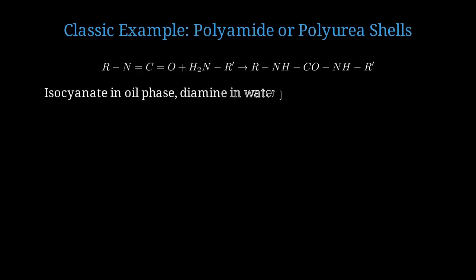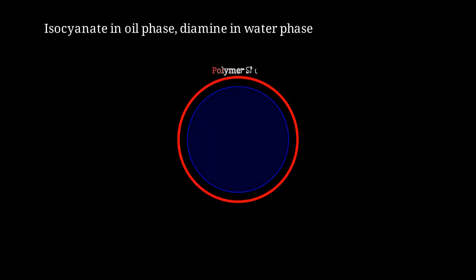Let's consider the polyurea system used in many commercial applications. An isocyanate monomer, RN=C=O, reacts with a diamine, H2NR', to form a urea linkage, RNHCONHR'. Typically, the isocyanate is dissolved in the oil phase because it's hydrophobic, while the diamine is in the aqueous phase because it's water-soluble. The reaction occurs at the interface, and as more polymer forms, it creates a continuous shell that encapsulates the oil droplet. Now let's discuss interfacial gelation.